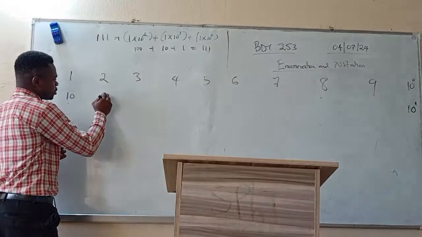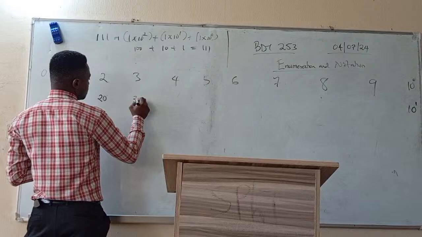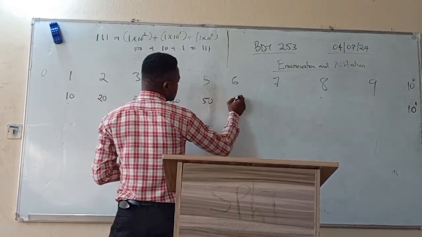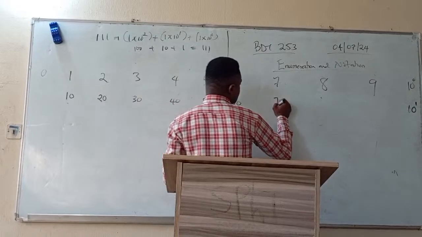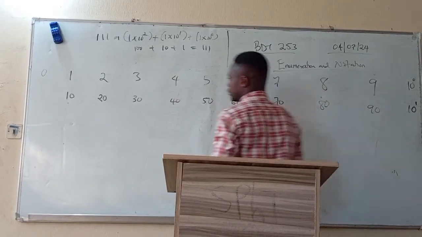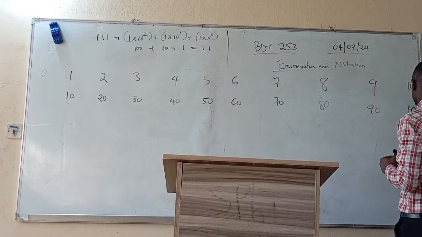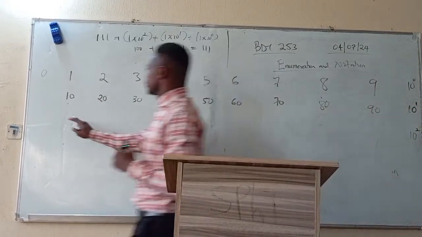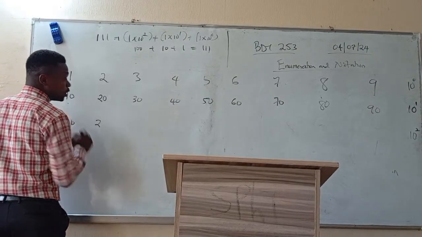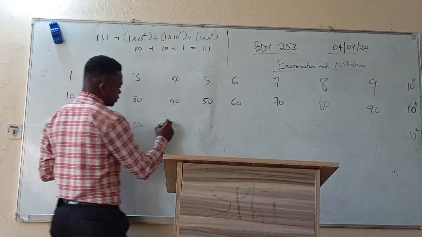Here is what? This one, this one, 2. Here is what? Is it 200? Good.